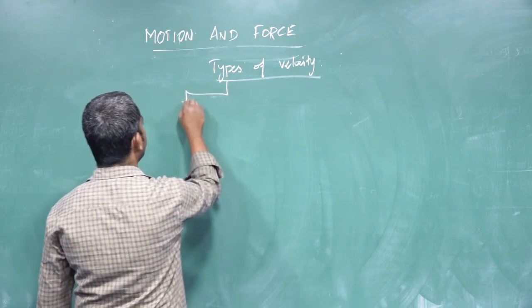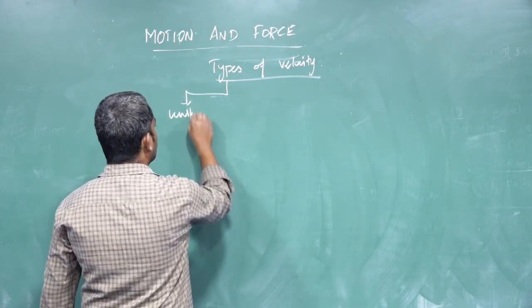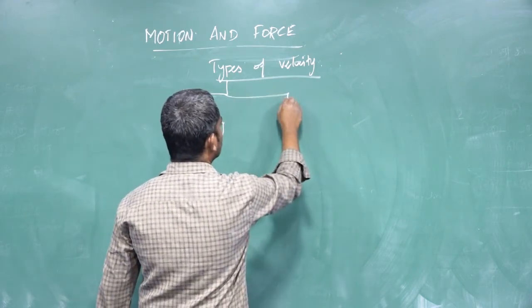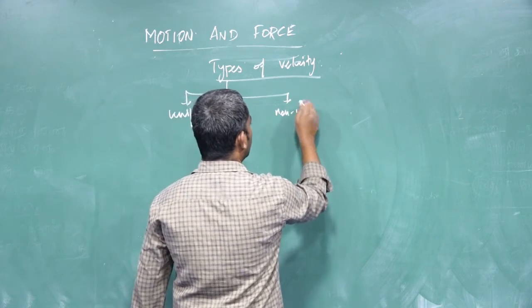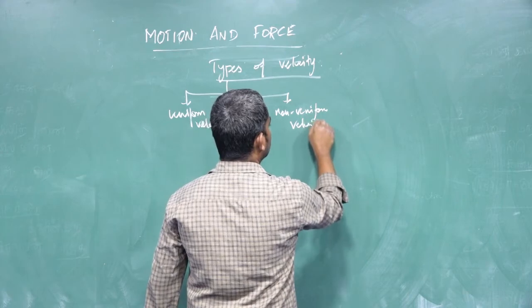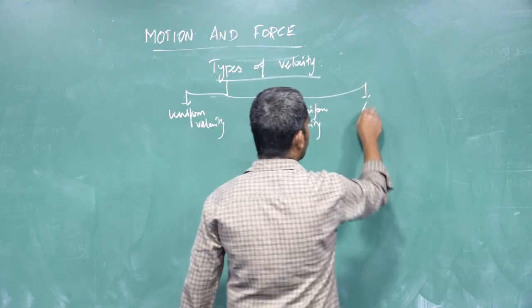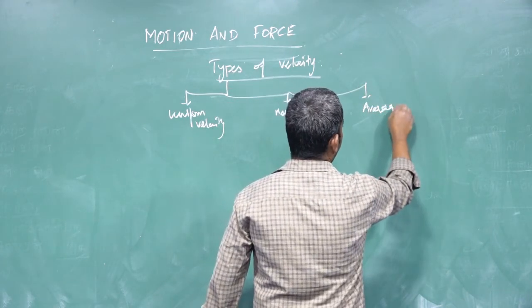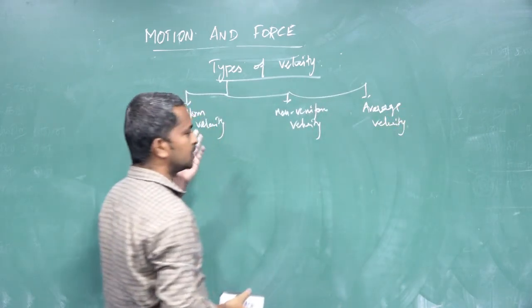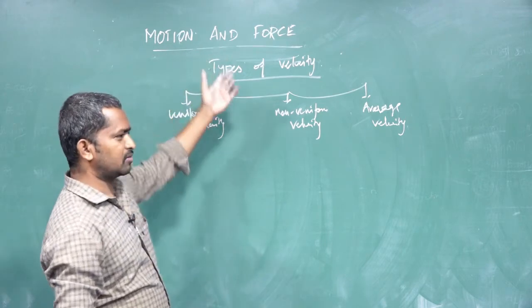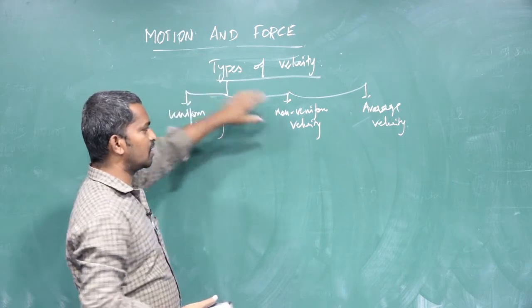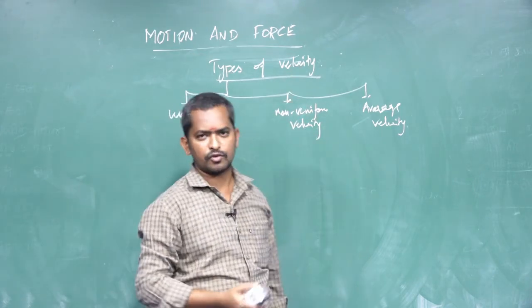First one is uniform velocity, second one is non-uniform velocity, and the third one is average velocity. Same like speed, speed is classified into two types, uniform and non-uniform. Here the types of velocity are uniform velocity, non-uniform velocity, and one additional, average velocity.